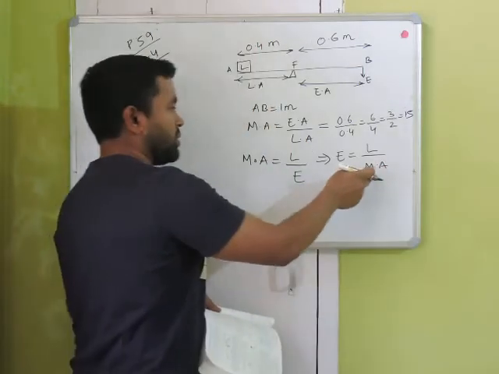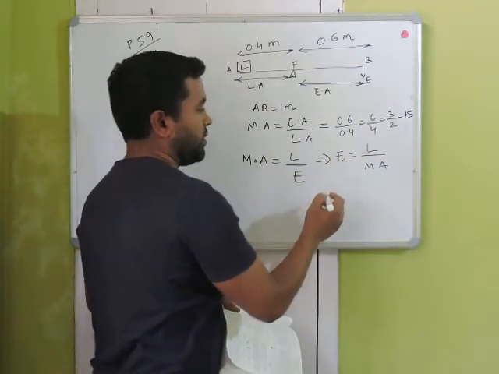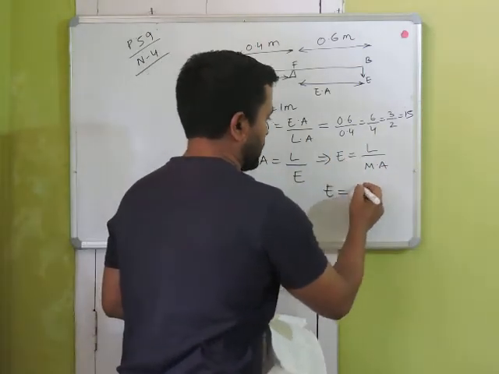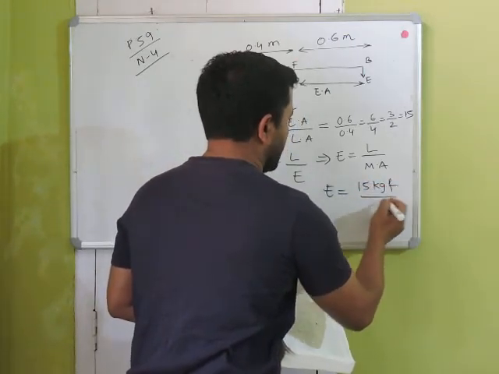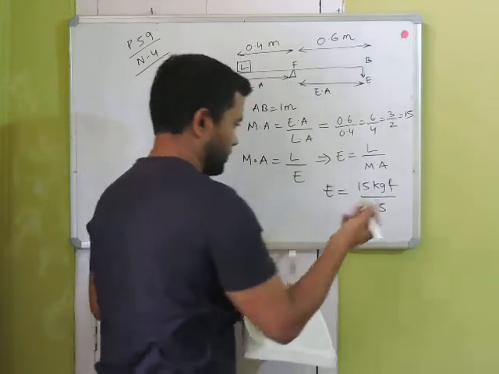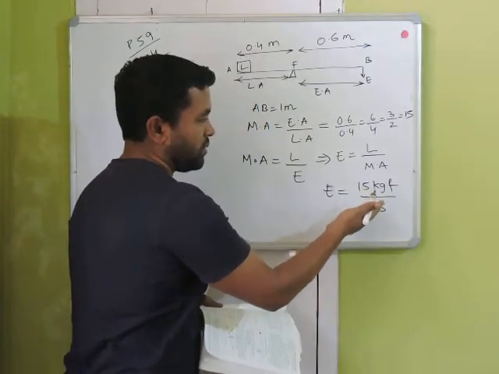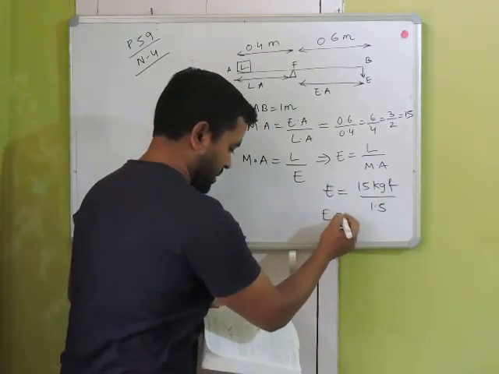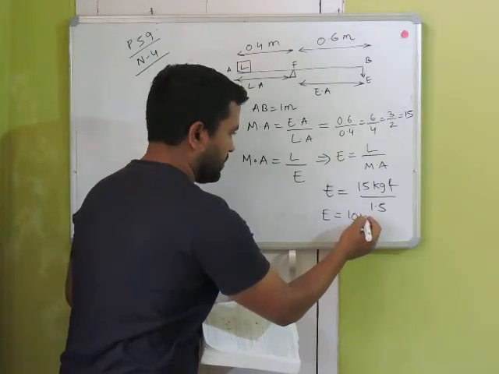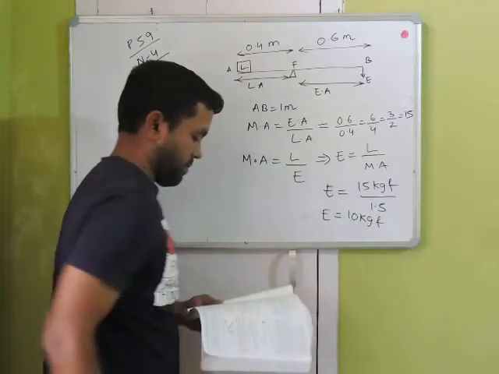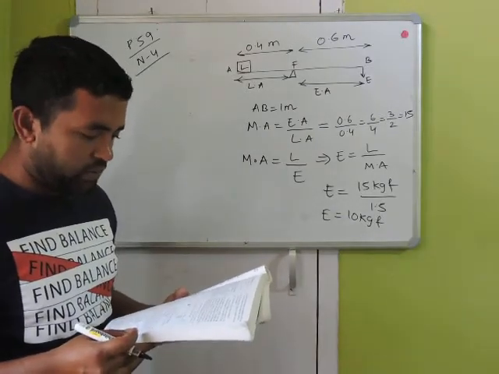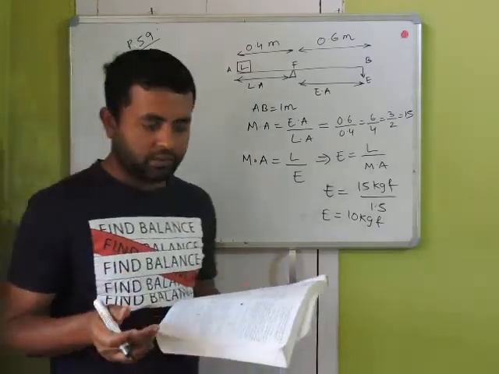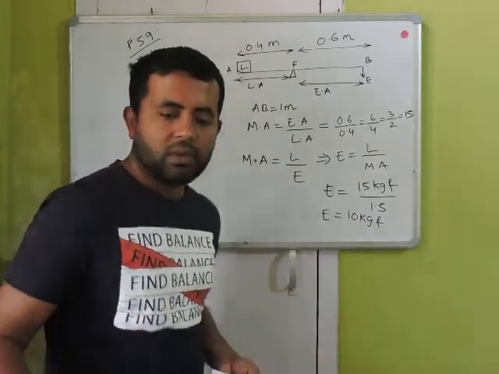Mechanical advantage you put as 1.5. Load is 15 kgf. So this is 15 kgf by 1.5, and you can see effort will be 10 kgf. Now let us move to numerical 8 of the same page.